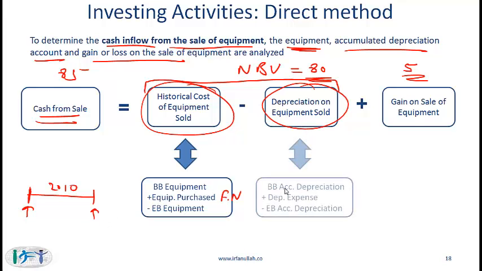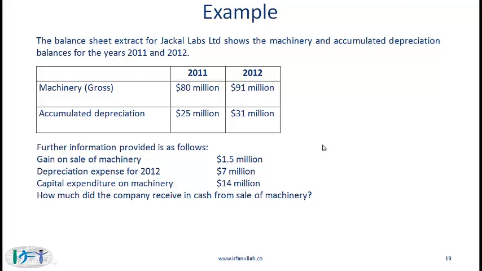Depreciation on equipment sold, that is given by this formula. The beginning balance of accumulated depreciation, again that would be start of the period, plus depreciation expense minus ending balance of accumulated depreciation. These two items would come from the balance sheet. This would come from the income statement. And then you add the gain on sale of equipment. This is easy. This comes straight from the income statement. Now I want you to memorize what you are looking at over here, or at least make a note and then attempt the question on the next slide, which is given right here.